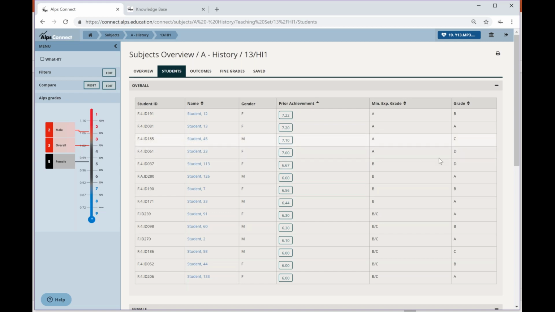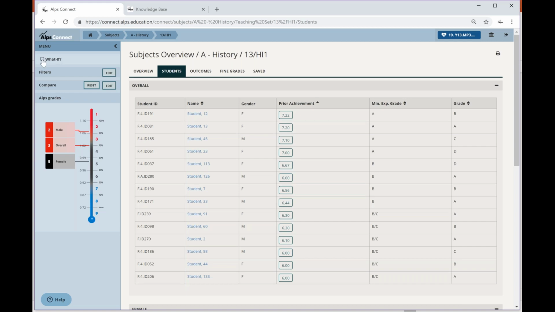But I'm starting to be able to identify individual students who are potentially not making the progress that we might want them to make. And conversely, these students at the lower prior attainment end are making excellent progress. So this is the screen from which you might want to do some what ifs. So I'm going to pop the what if on.